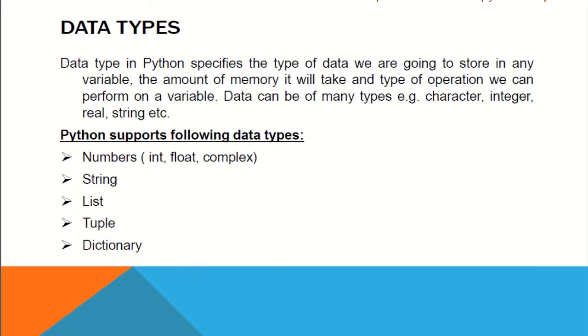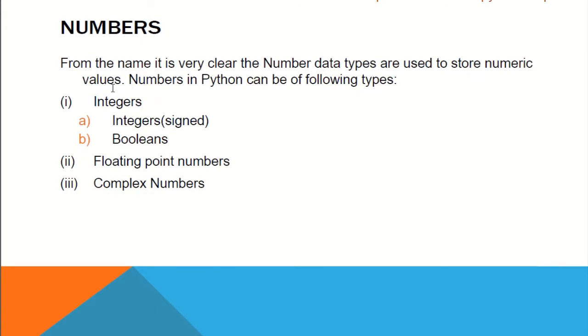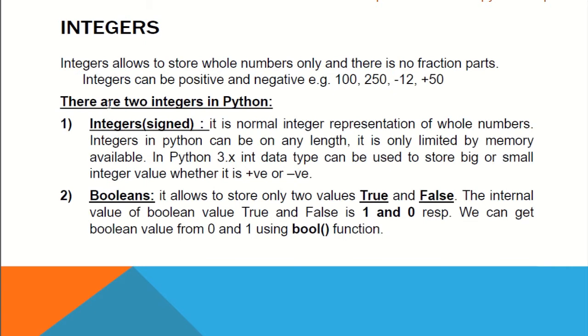So first one is your numbers. From the name, it is very clear that the number data types are used to store numeric values. Numbers in Python can be of the following types. First one is integer. Integers can be categorized in two: integer sign, and boolean. Second one is a floating point number, and third one is a complex number. Integer allows to store whole numbers only, and there is no fraction part. Integer can be positive and negative. Example, 100, 250, minus 12, plus 50.